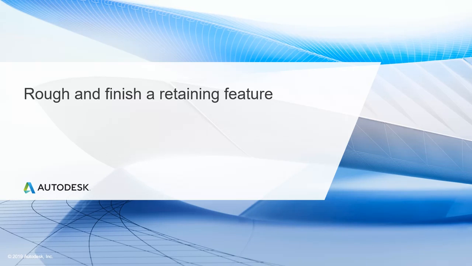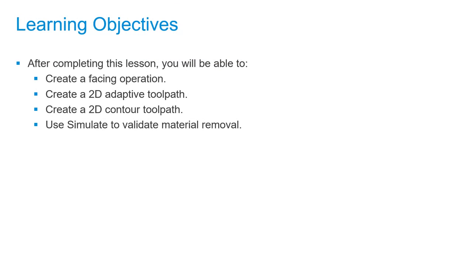In this lesson, we'll rough and finish a retaining feature. After completing this lesson, you'll be able to create a facing operation, create a 2D adaptive toolpath, create a 2D contour toolpath, and use simulate to validate material removal.